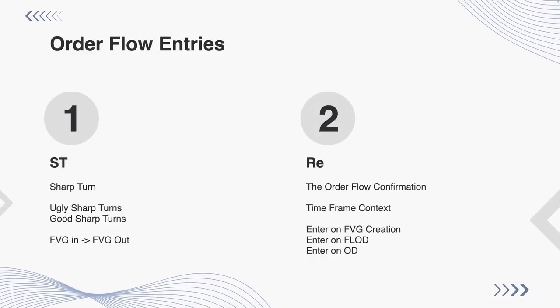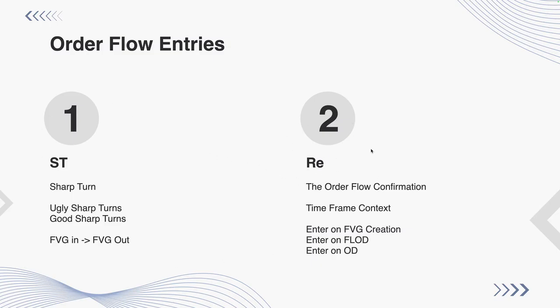Now, with that being said, we can move on towards what is actually the order flow entry and what is actually the confirmation. The first thing we see is an ST right there, and an ST stands for a sharp turn. We have ugly sharp turns and we have good sharp turns. We're going to go over both. Then we have, like we see right here, the RE in the second spot. The RE is the order flow confirmation.